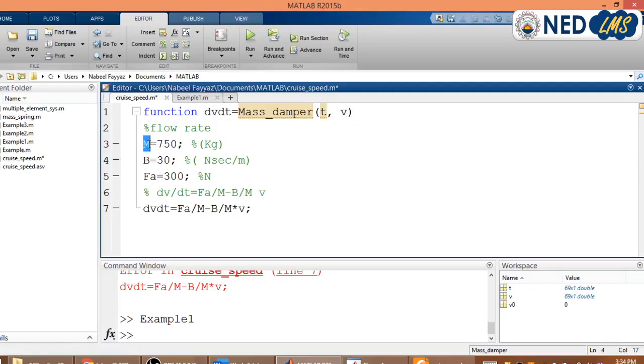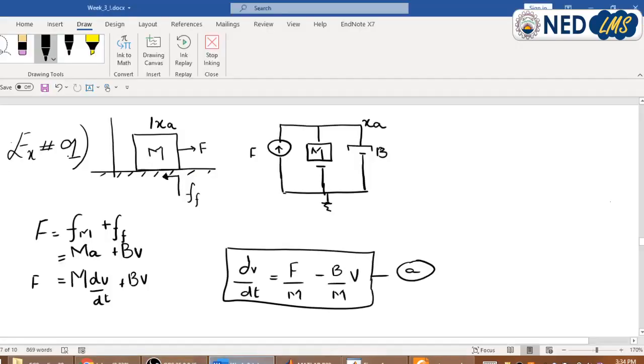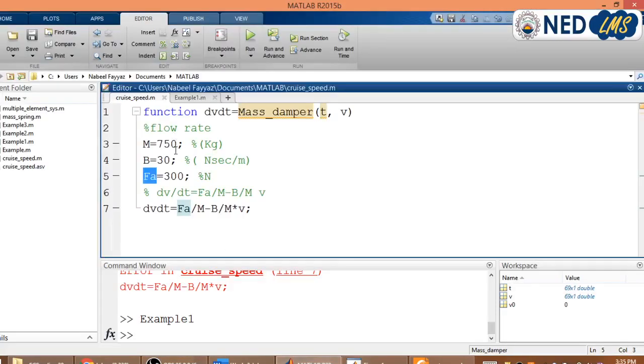These are the element values: mass, damper, and the applied force. Whenever anyone is analyzing or designing any system, he or she must know the value of the mass, how much force is applied, and what the damping coefficient is, depending upon the surface of the area. So here we have values mentioned.